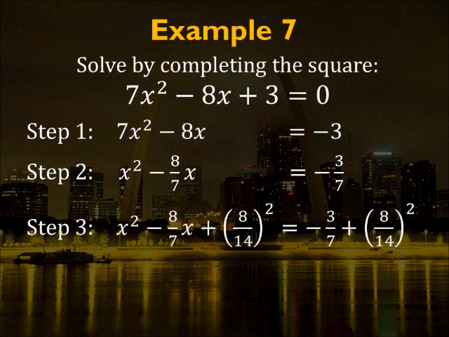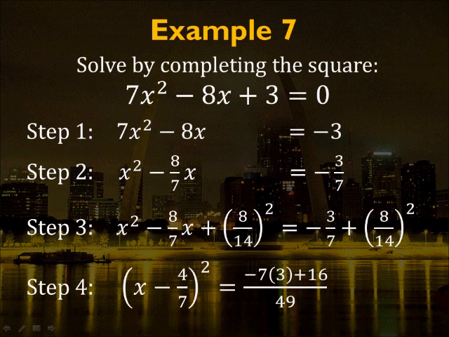Now again, take half of the b term and square it. So you get negative 8 fourteenths, or 8 fourteenths squared, and you're going to add that to both sides. If you simplify that, you get x minus 4/7 squared equals negative 7 times 3 plus 16 all over 49. I reduced this and I put it all together. You can do this on your own if you want.